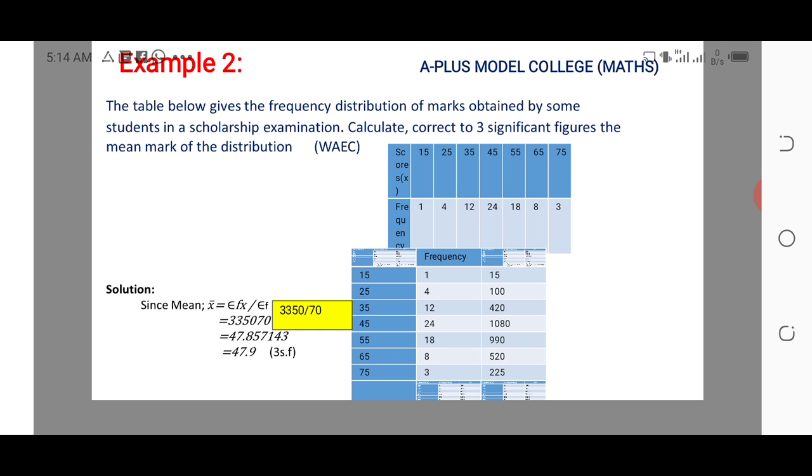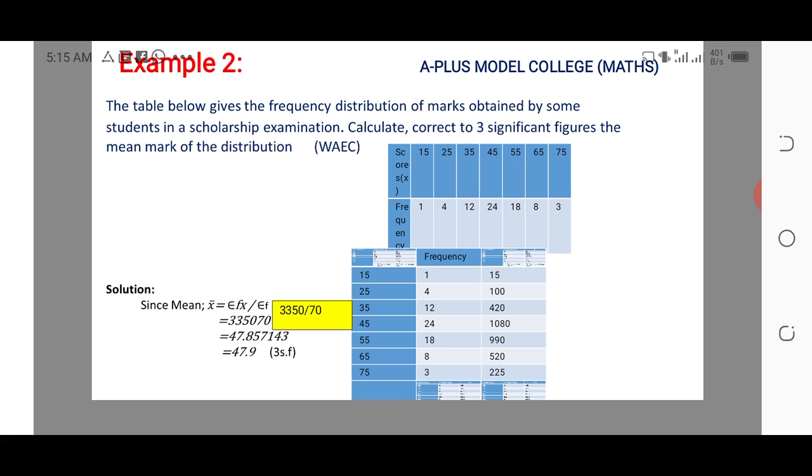So, scores and frequency. If you look at this table, the number of people that score 15 is 1. The number of students that score 25 is 4. The number of students that score 35 is 12. The number of students that score 45 is 24. The number that score 55 is 18, 65 is 8, and 75 is 3. So the question says we should find the mean.